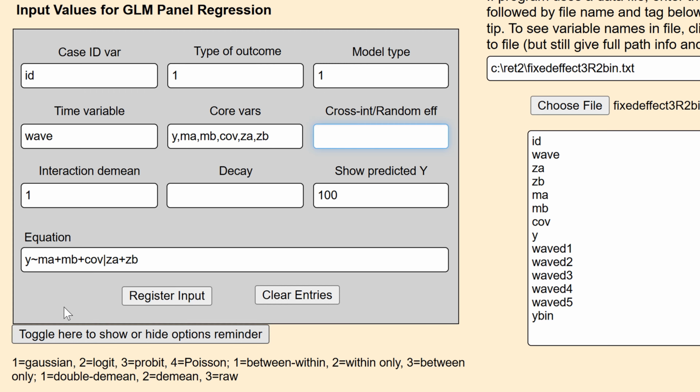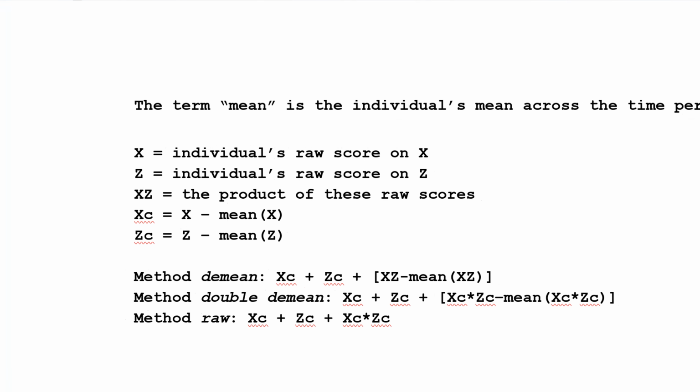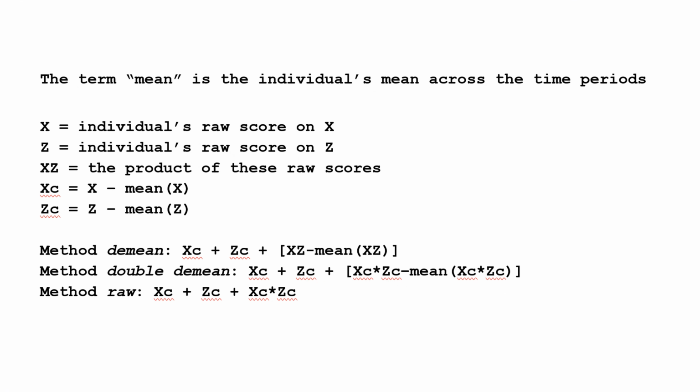Okay, let's go back and let's put in an interaction, say, between MA and the covariate. Now, it turns out the time-varying product terms can be handled in 3 different ways by the program, and you have to choose the method you want in the interaction demean box that's in the input values box. The best way to calculate product terms in panel models is controversial, and here are the 3 ways that you can do it. A method called demeaning subtracts the mean score of the variable for an individual from the individual's raw score. And here that's done with X and Z, say.